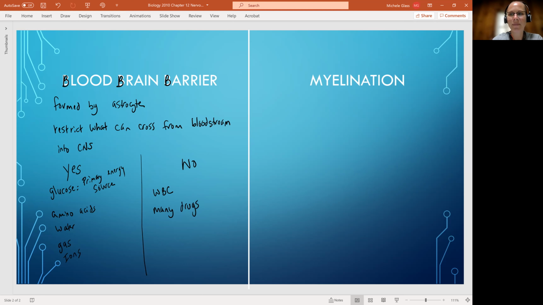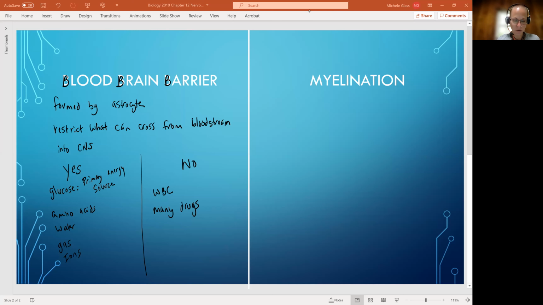Hello, my lovely anatomists and physiologists. And so when we're talking about drugs here, we're talking about pharmaceuticals. So this is a barrier that pharmaceutical companies and physicians and pharmacists have to deal with. How can we form drugs that, if we need a drug to get to the brain, how can we cross that blood-brain barrier?